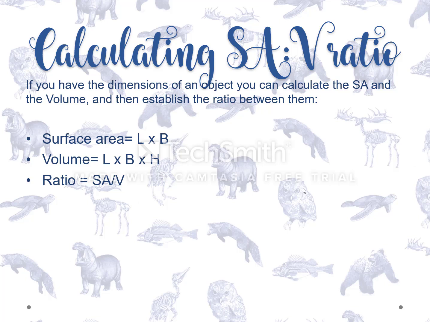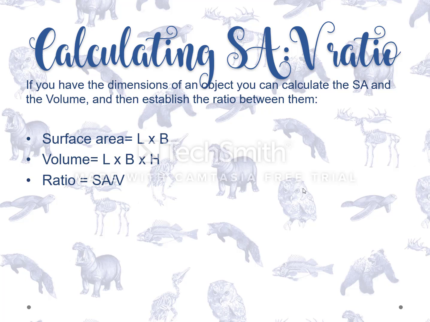Volume is length times breadth times height. So 10 times 2 times 6. So 20 times 6, which is 180. And that would be centimeters cubed because it's volume.